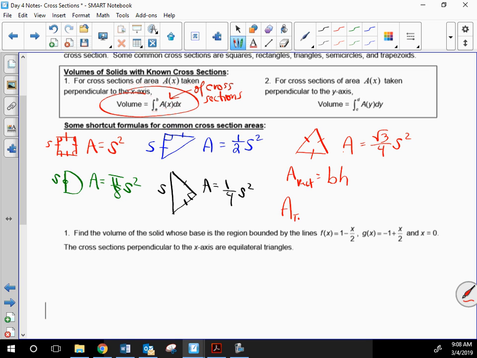And our area of a trapezoid. What is our area of a trapezoid? Good. 1/2 height, base 1 plus base 2. I'm going to say h over 2 times base 1 plus base 2. And again, they have to tell you some information about this, like which base is on your region. I would say that the most common ones are going to be the shortcut formula ones.